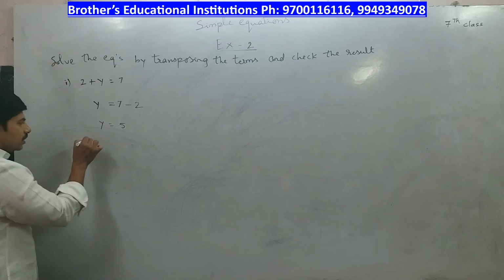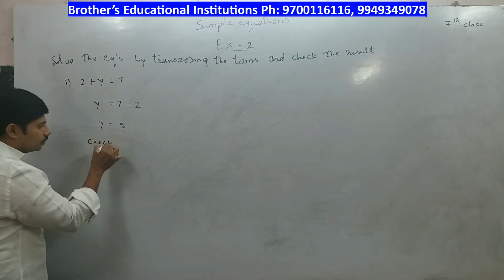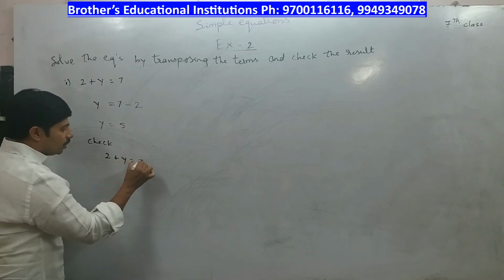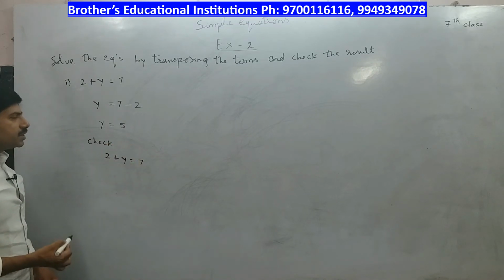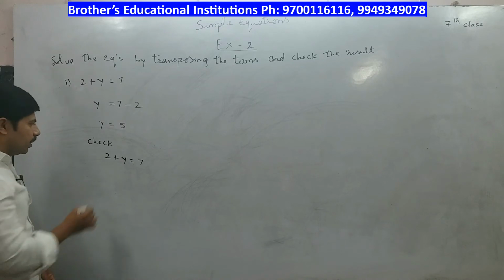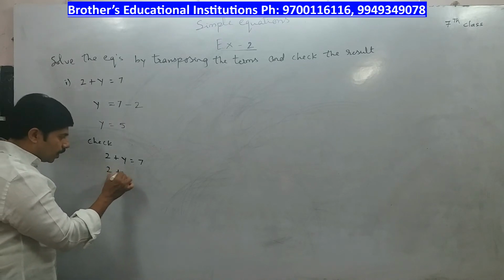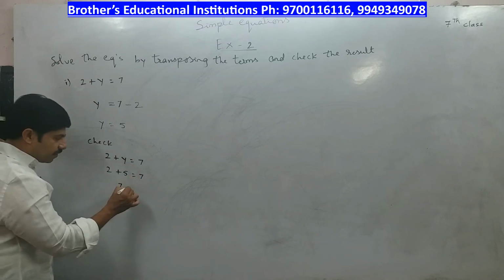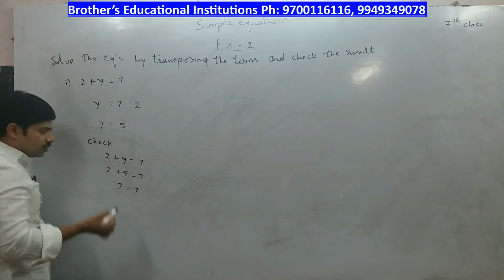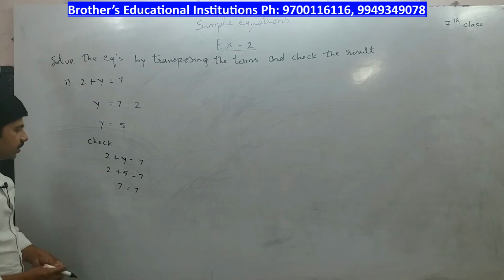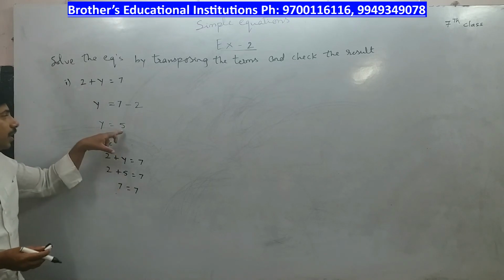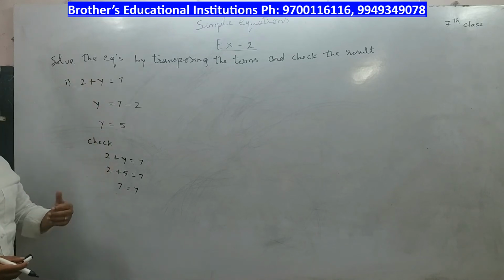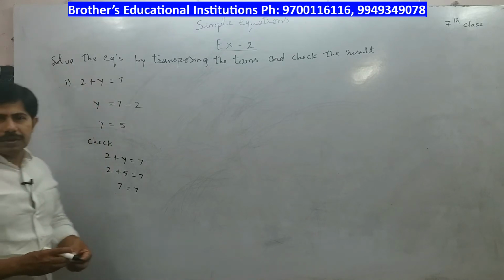Now I will check this. Check. So 2 plus y is equal to 7, right? Now what is the value of y? We have 5. I am substituting now. 2 plus 5 is equal to 7. So we have 7 is equal to 7. So LHS is equal to RHS when the value of y is 5. So this is completed. Now we will go to the second problem.